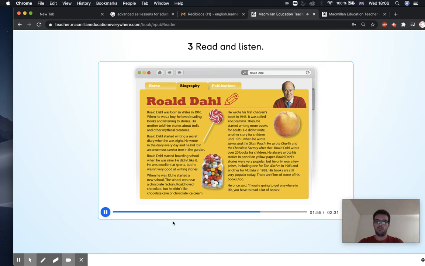Roald Dahl's stories were very popular, but he only won a few prizes, including one for The Witches in 1983 and another for Matilda in 1988. His books are still very popular today. There are films of some of his books, too. He once said, "If you're going to get anywhere in life, you have to read a lot of books."